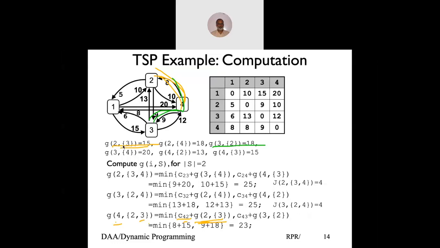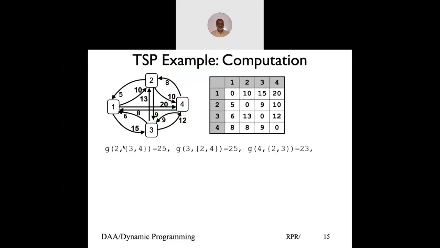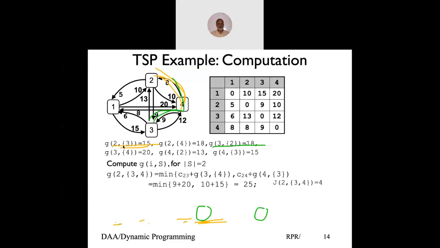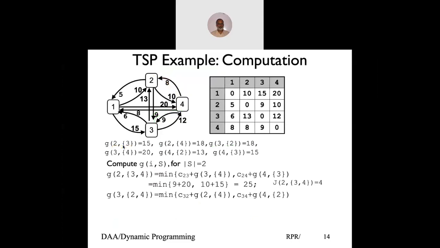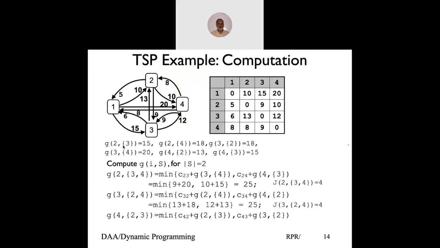Now look, minimum comes from when I use this vertex 2. Because if I use vertex 3, my value is 27. Sorry, let me put it again. I've run too fast. Look, my minimum comes from this. That means when I start from vertex 4, even given this at 2, 3, my minimum comes from vertex 3. Hence, my J2, 3, 4 is 2.